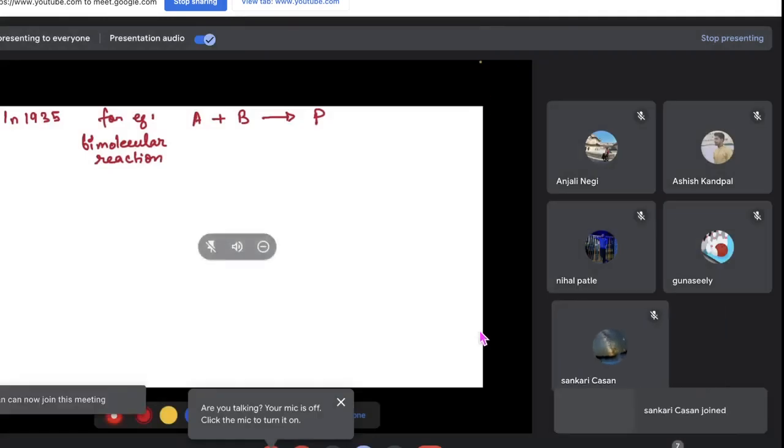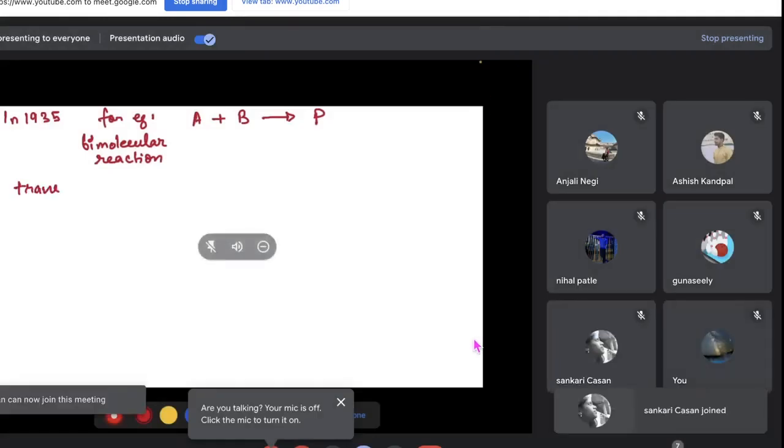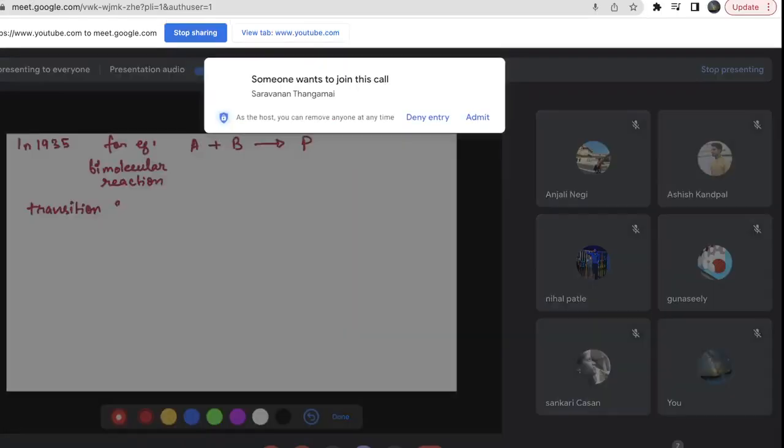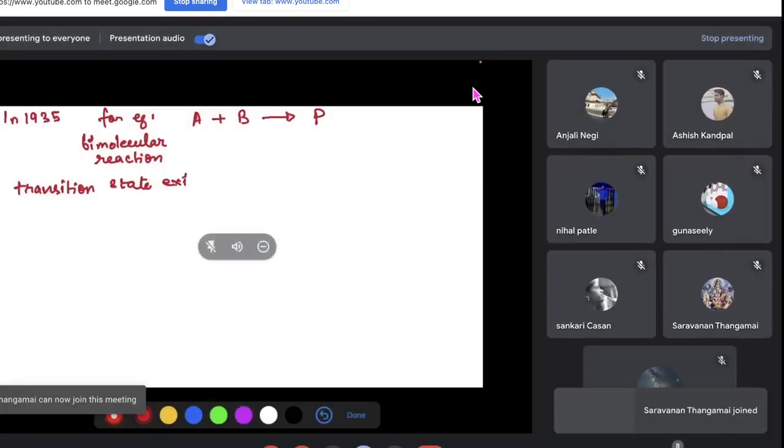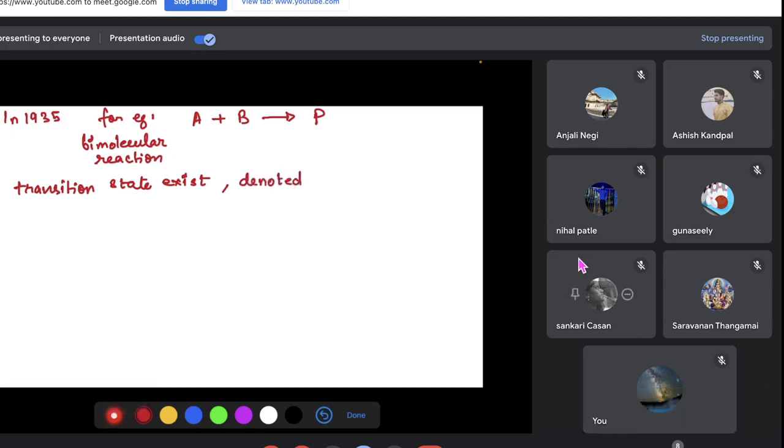So it was proposed that there is one transition state that exists, and it was denoted as AB dagger. So we can write the above reaction as A plus B is in pre-equilibrium with transition state AB dagger, and finally this gets converted into the product P.